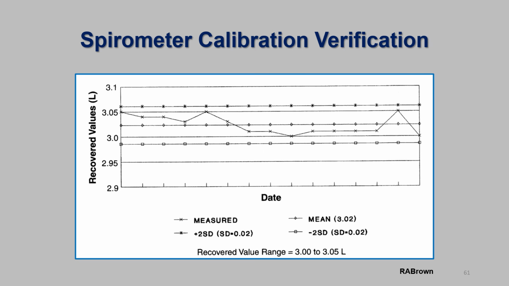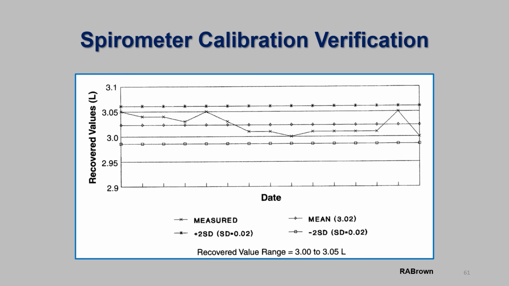Both syringe emptying and filling volumes were assessed. This example only shows evaluation of syringe emptying volume. The recovered values range from 3.00 liters to 3.05 liters, which indicates a positive bias, using syringe emptying flows from 1.61 liters per second to 14.88 liters per second.